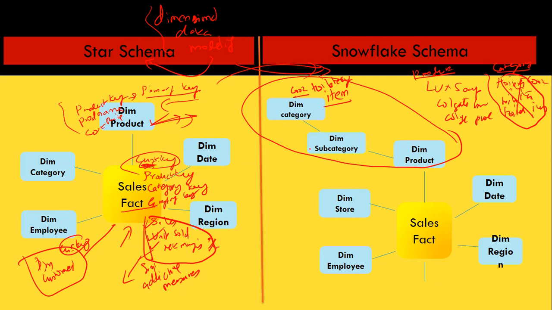Basically, the product dimension table in a star schema is the one that gets split into three tables representing the three levels of the hierarchy: the product, the subcategory, and then the category. In the case of the snowflake schema, here we are dividing the single table into multiple tables, more than one table.